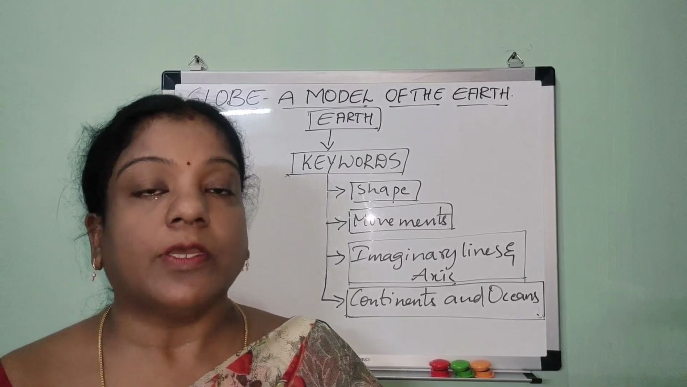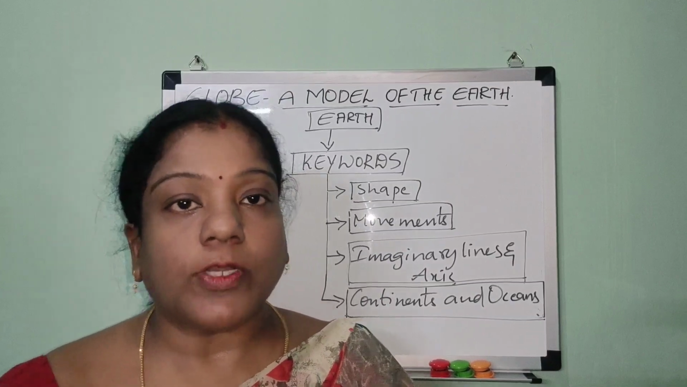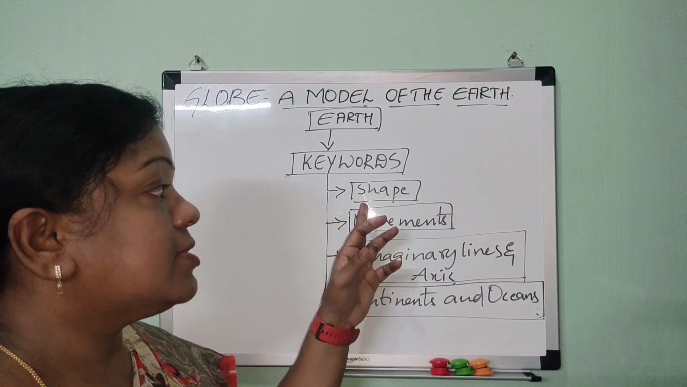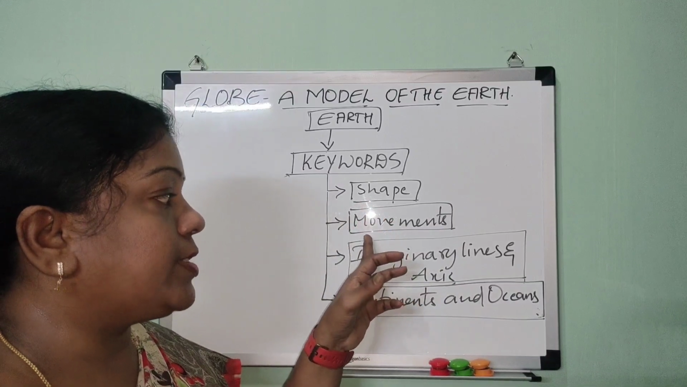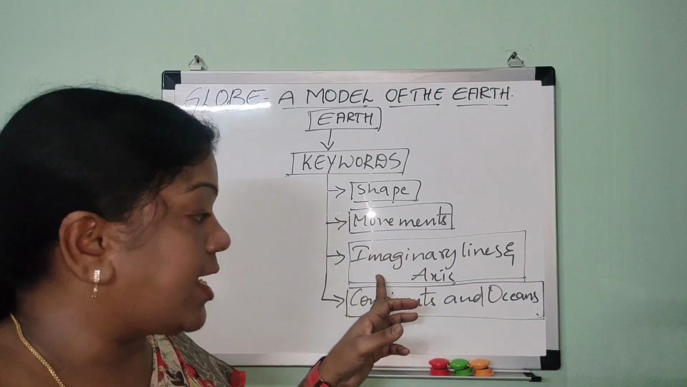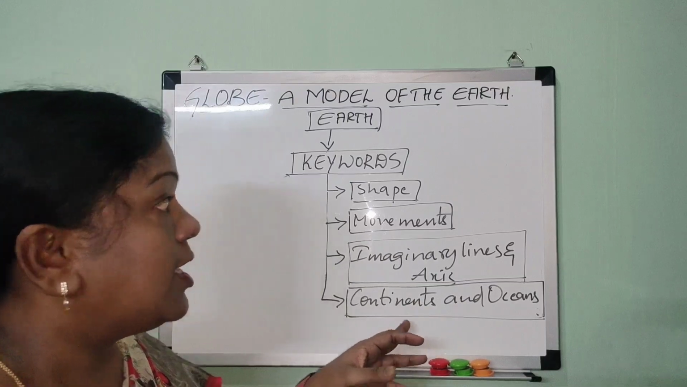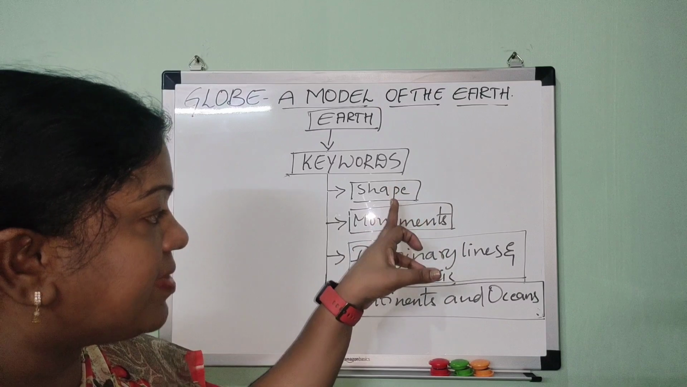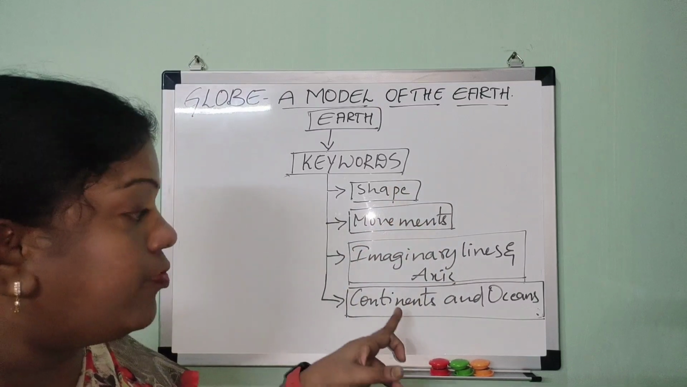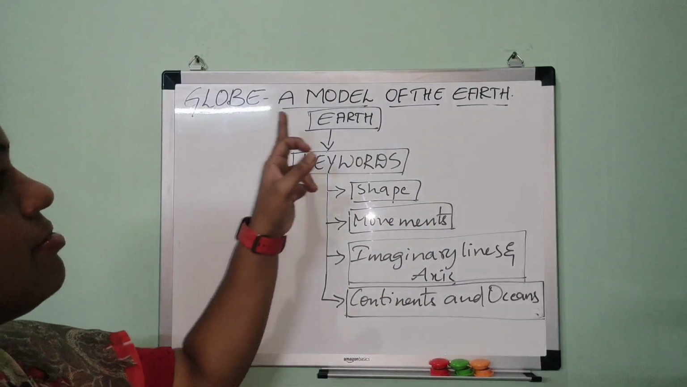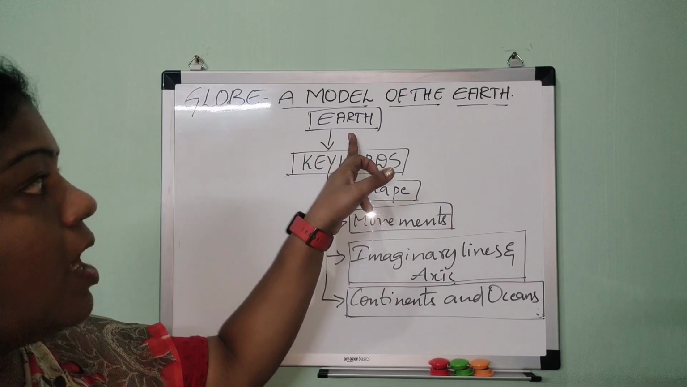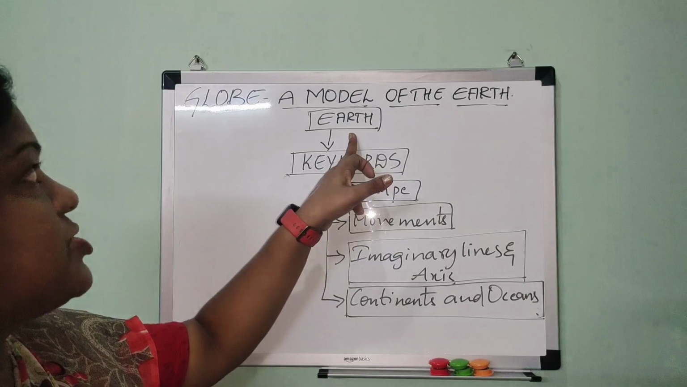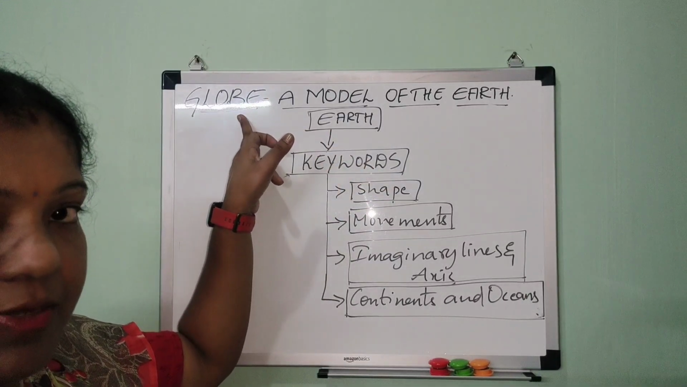Today's topic is about the globe, a model of the earth. The total concept is going to depend upon the main keywords. First one, shape; second one, movements; third one, imaginary lines and axes; fourth one, continents and oceans. If every student focuses on these main keywords, you are going to get complete information about the earth by taking the best model, the globe. Is it clear to you, children?